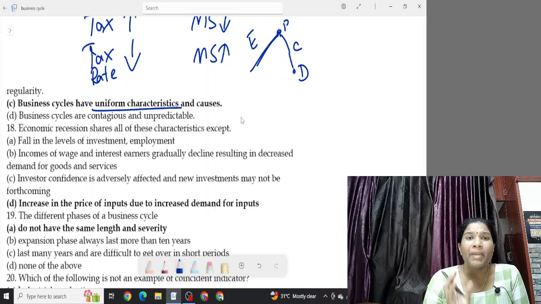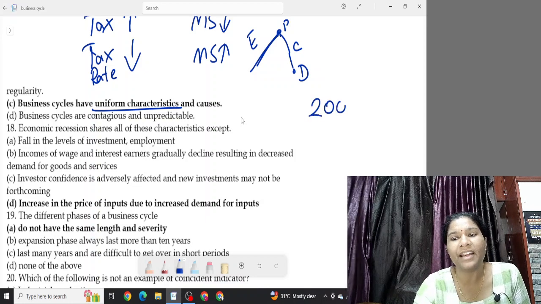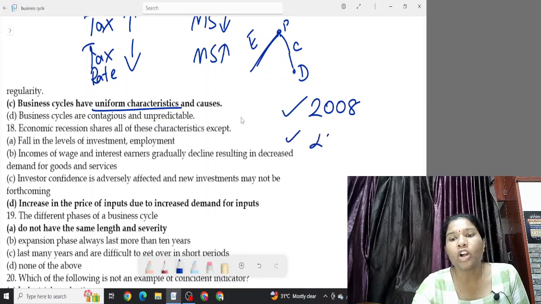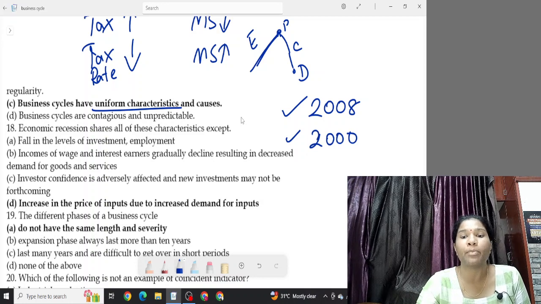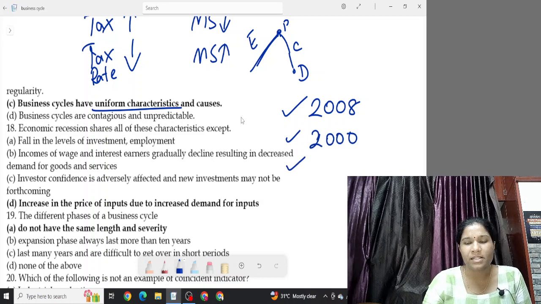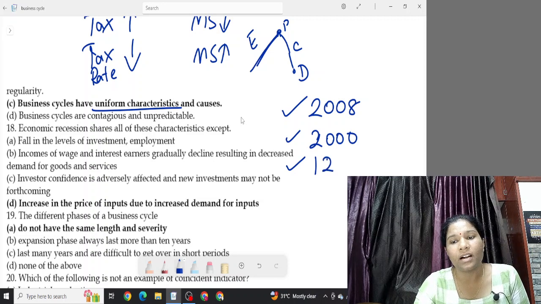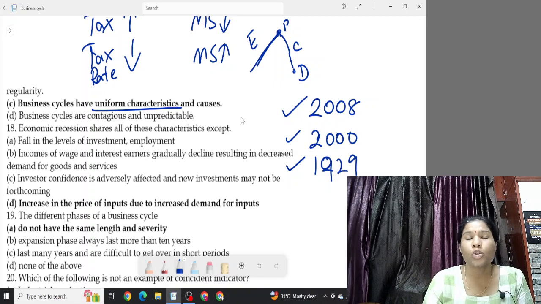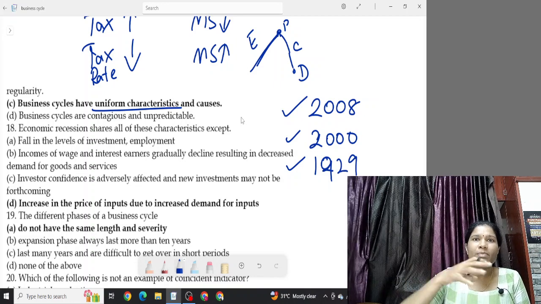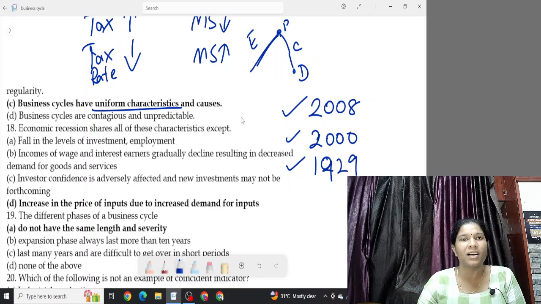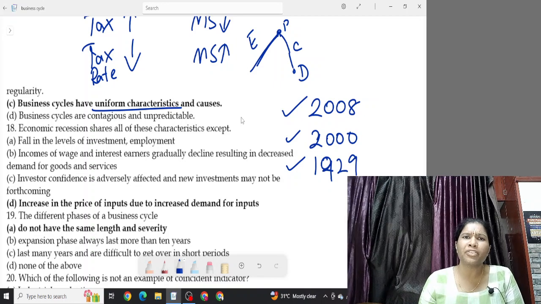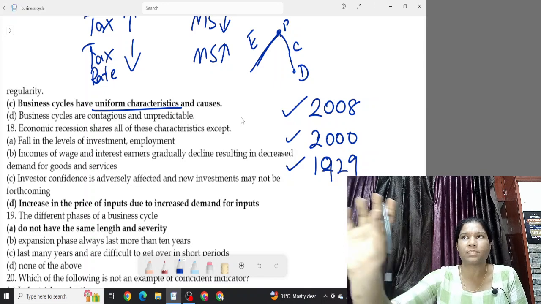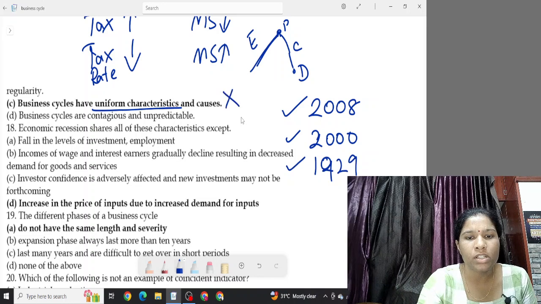And what made a business cycle? For example, the 2008 financial crisis was caused by the housing crisis. The dot-com bust in 2000 happened because of the internet boom and bust. And the 1929 depression was caused because of the stock market crash. So every expansion, boom, peak or bust happens because of different causes. It is not that every business cycle is caused by one particular reason. It is totally wrong, so this sentence is wrong.